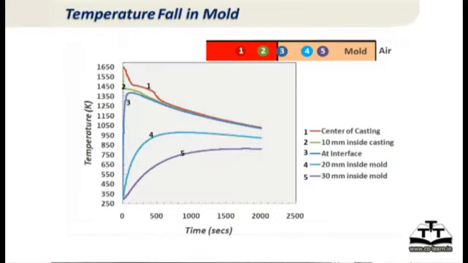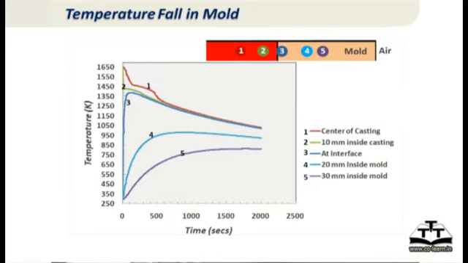For that we did some experiments. What we did was, if you look at the top part, we put thermocouples in the mold. So all those 1, 2, 3, 4, 5 are the thermocouples. 1 and 2 are inside the casting. 3 is just in the mold, just close to the casting, and 4 and 5 are a little away from the casting wall. And the distances are given. So 3 is at the interface. Thermocouple 4 is 20 millimeters away from the casting, and 5 is 30 millimeters away from the casting. And with the thermocouples we are capturing the cooling curves.